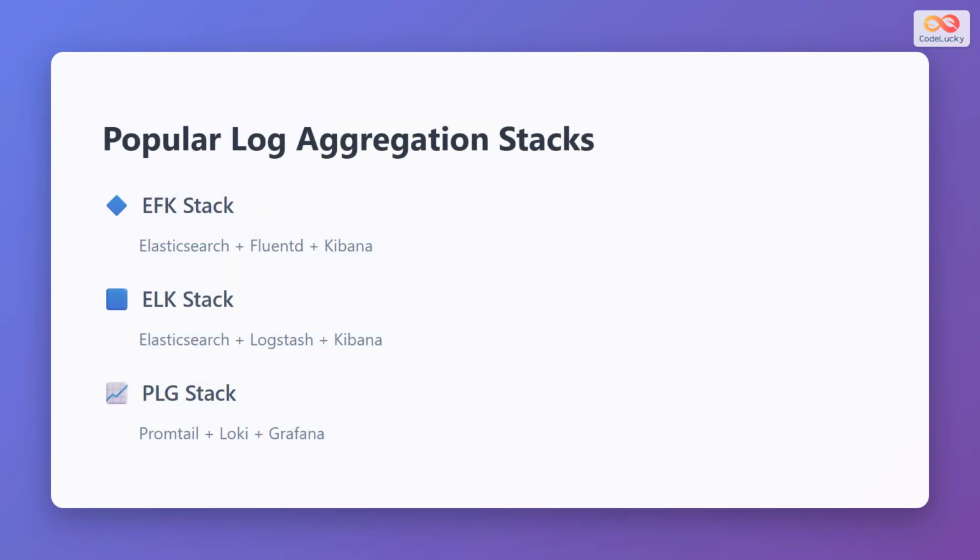3 popular stacks dominate Kubernetes log aggregation. The EFK stack combines Elasticsearch for storage and search, Fluentd for log collection and distribution, and Kibana for visualization. The ELK stack is similar, but uses Logstash instead of Fluentd for log processing. The PLG stack uses Promtail for log collection, Loki for lightweight log aggregation, and Grafana for visualization. Each stack has different resource requirements and feature sets, so choose based on your specific needs and infrastructure constraints.